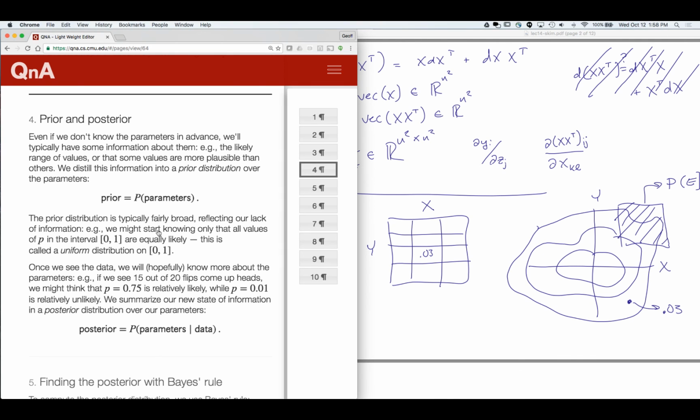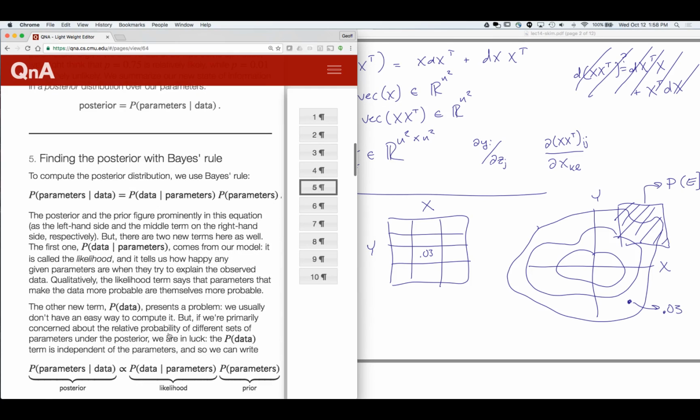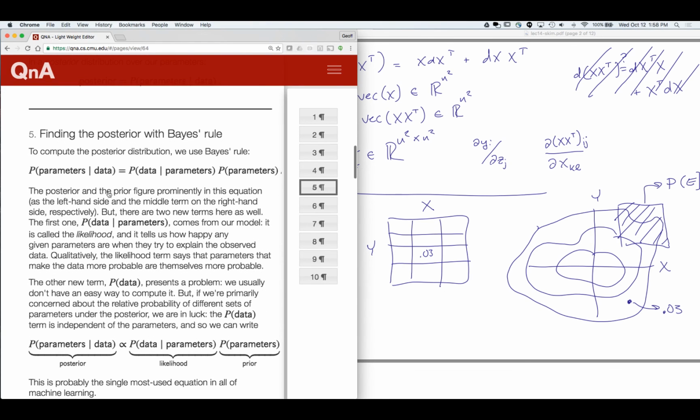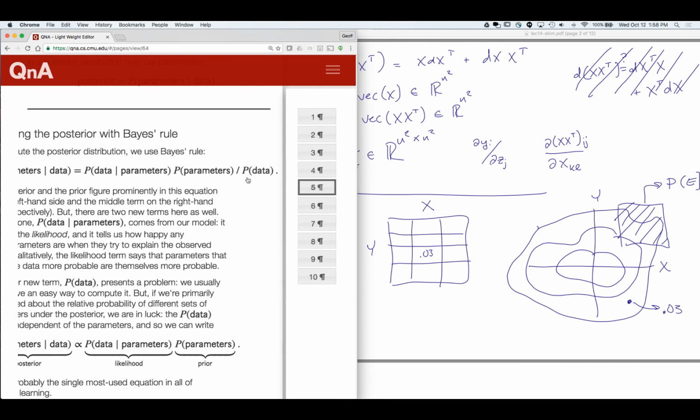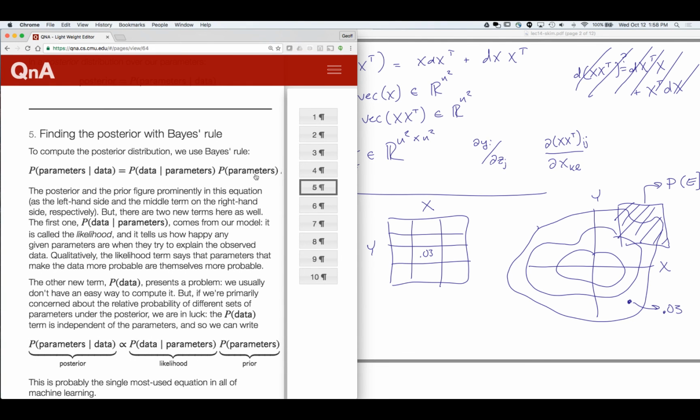And then once we see the data, we start with this P of parameters, and what we would like is to get P of parameters given data. So that means that we see some data. The data depends on the parameters. We condition on the data, and we want the posterior distribution, the distribution after seeing the data on our parameters. And unsurprisingly, we can find the posterior with Bayes' rule. So P of parameters given data is P of data given parameters times P of parameters divided by P of data. So here is our prior, here's our posterior.